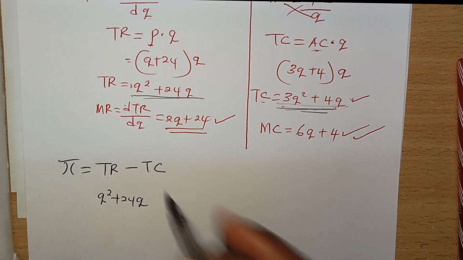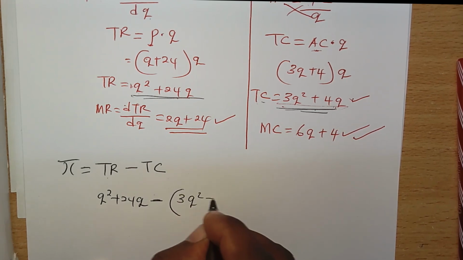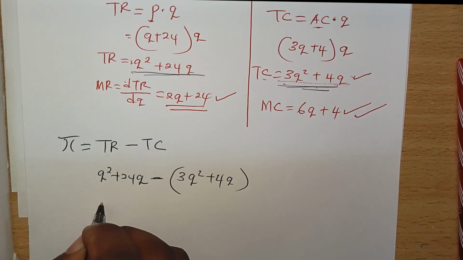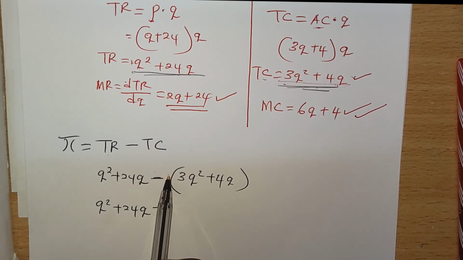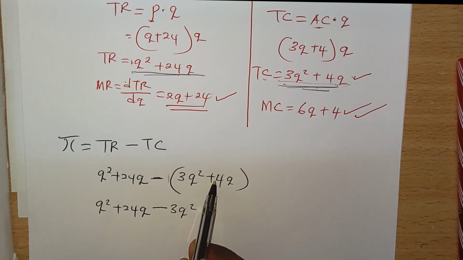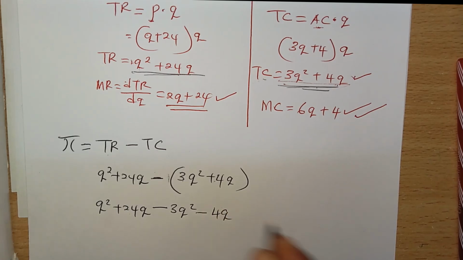I've taken this one. Then we subtract, because we are dealing with unknowns, we need to open the bracket. So this is 3q squared plus 4q. Let us continue. This is q squared plus 24q, minus, because we are assuming that we have 1 before this bracket. So this negative 1 multiplied by 3q squared will give you negative 3q squared. Negative and positive will give you negative, so this is negative 4q.